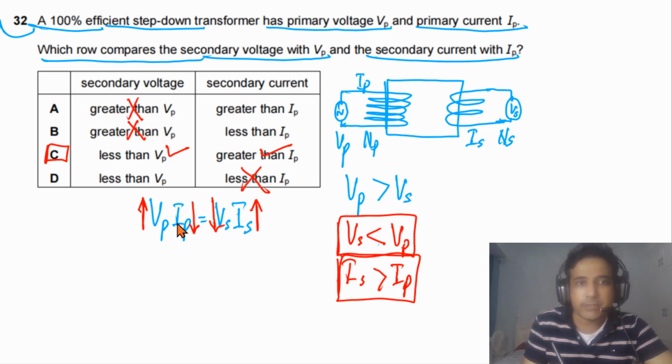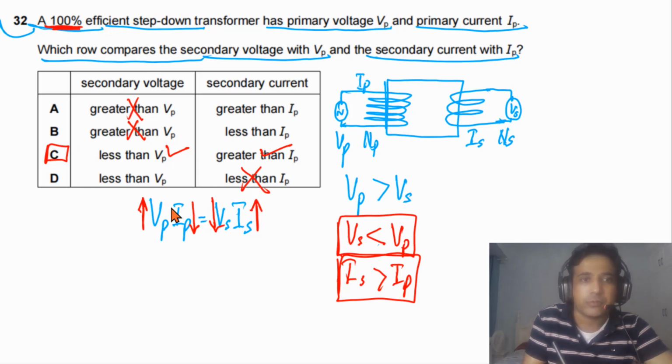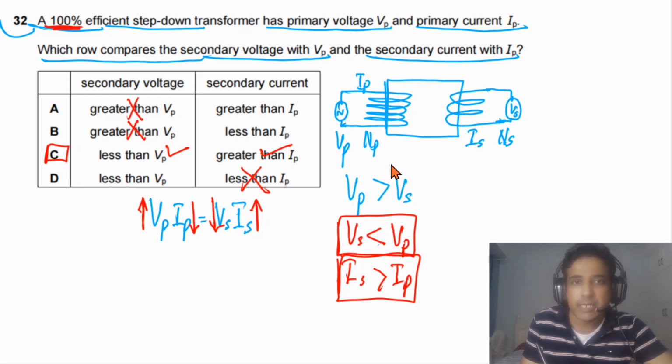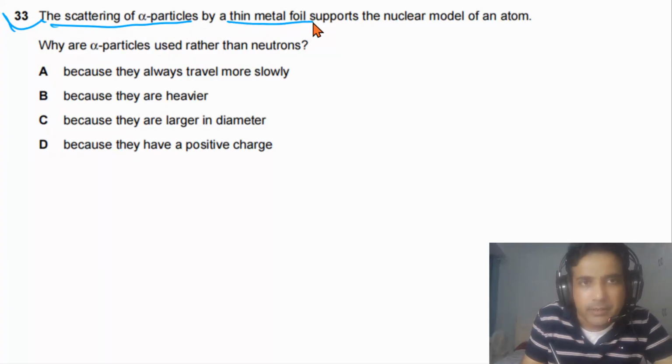So this is how you can figure it out. This is the best way to answer this problem, because it is given to you as a 100% efficient transformer, so the power input has to be equal to the power output. This is a step-down transformer. A step-down transformer simply means that the secondary voltage has to be lower than the primary voltage, and then you can figure out the current.